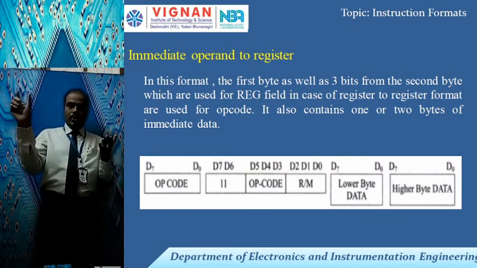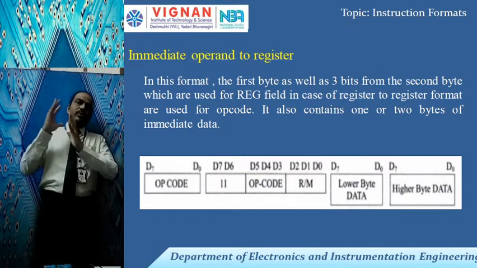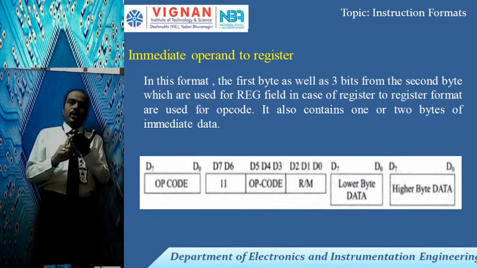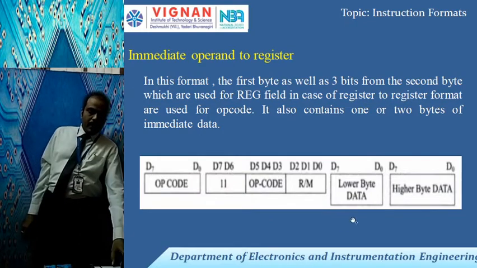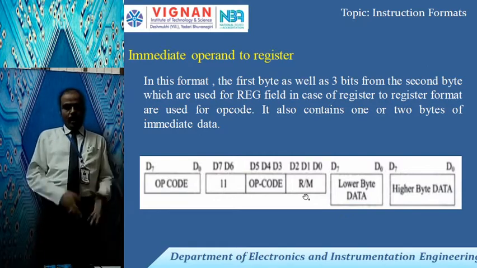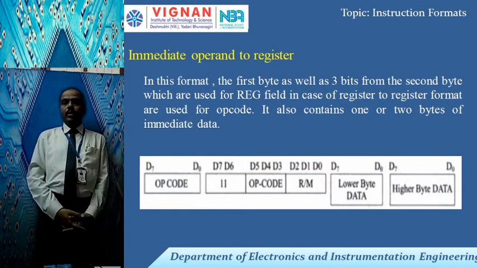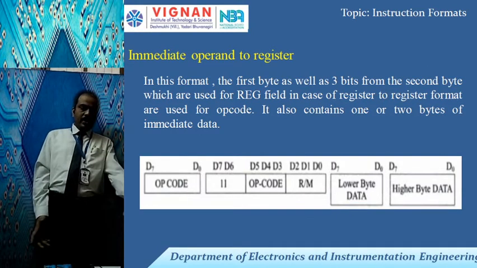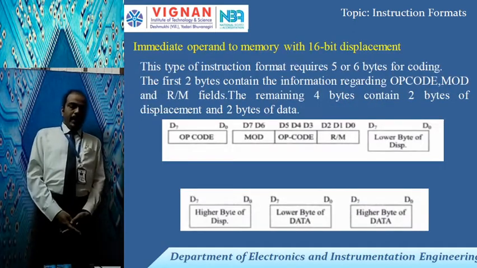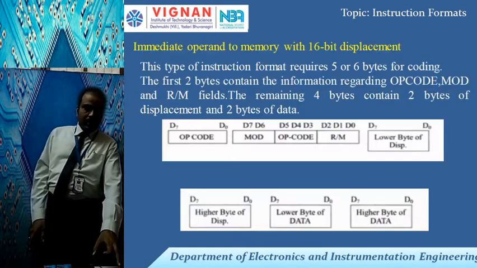5000 is 2 bytes of immediate data. 50 is the higher byte data, 00 is the lower byte data. So that is lower byte data, higher byte data, and AX is nothing but the register. Next, memory. Sometimes we can specify the memory. So this is without having any displacement. And the final one, immediate operand to memory with some displacement.